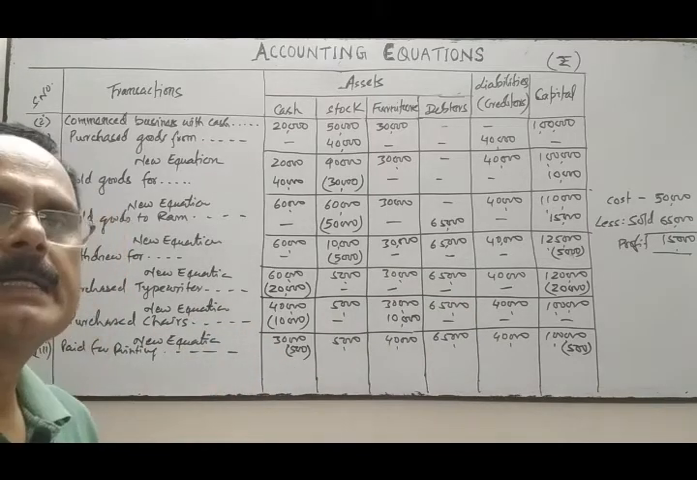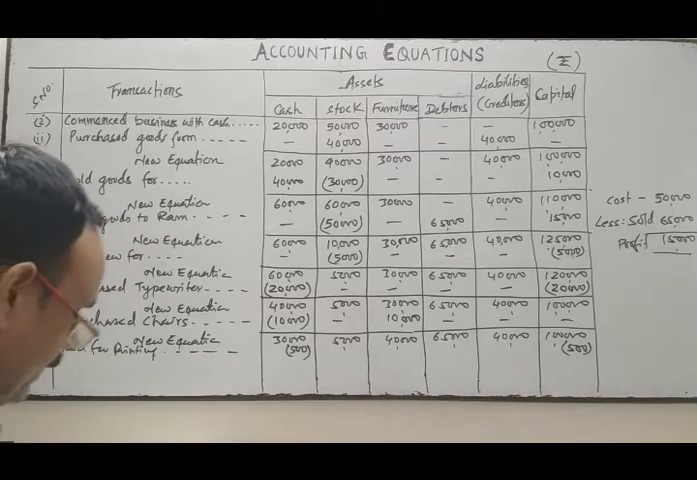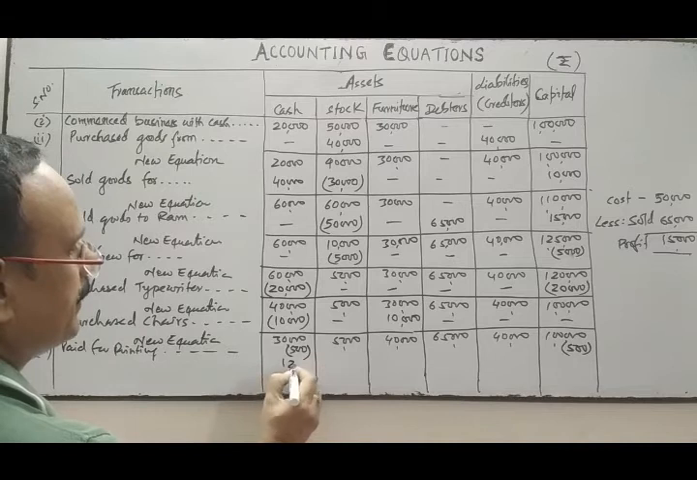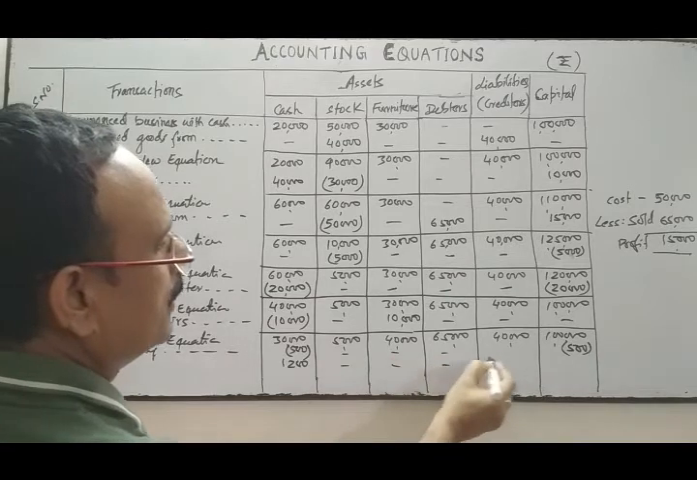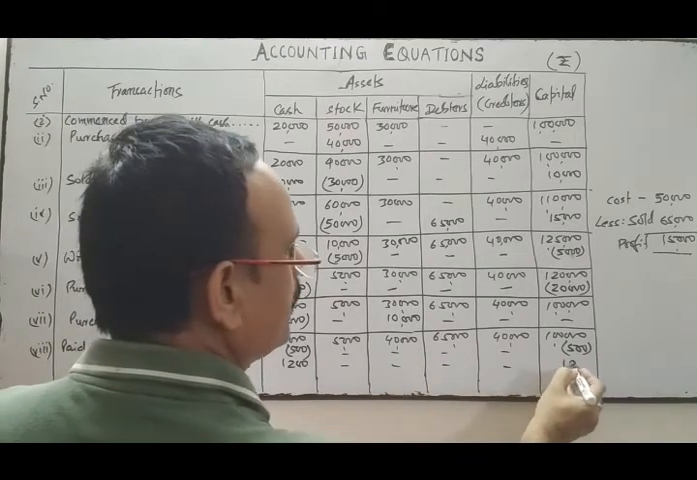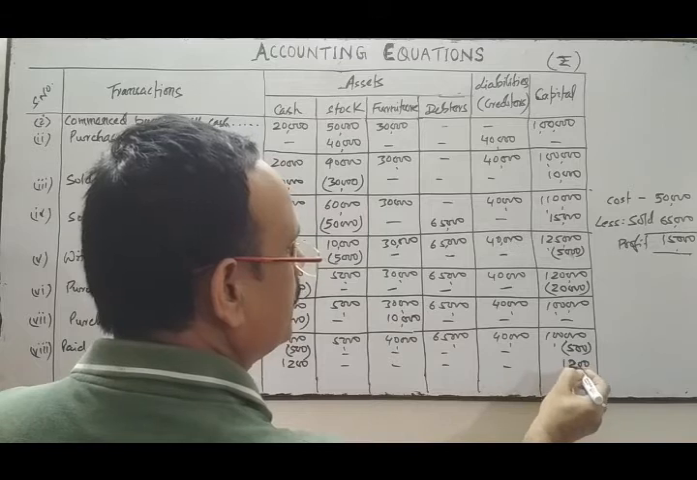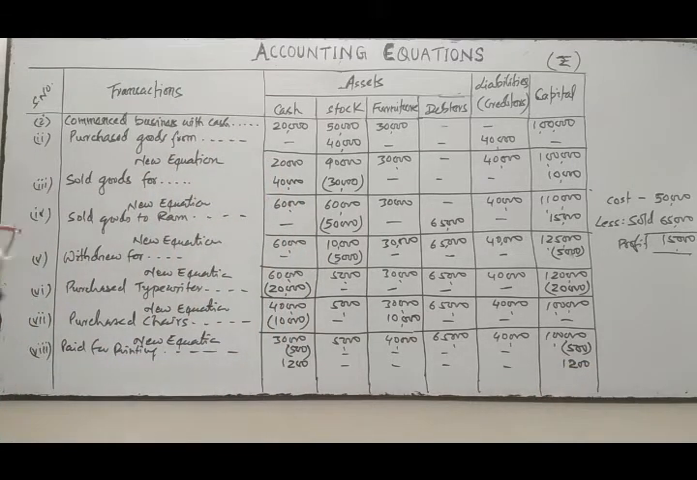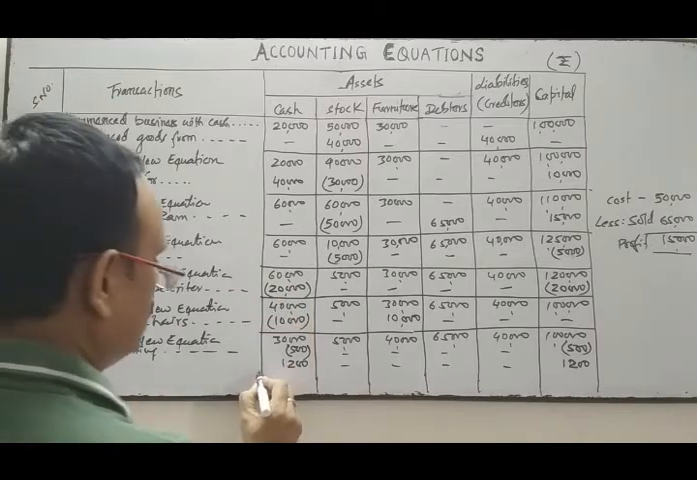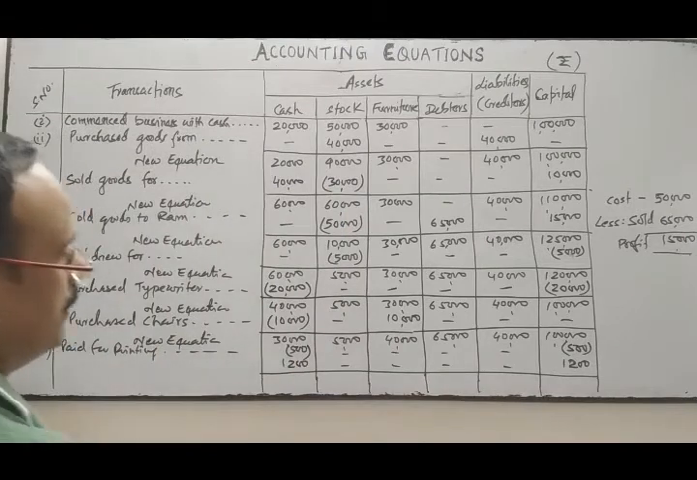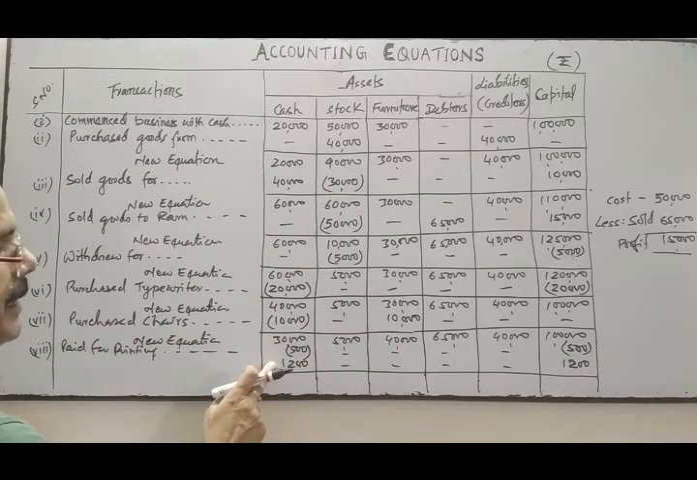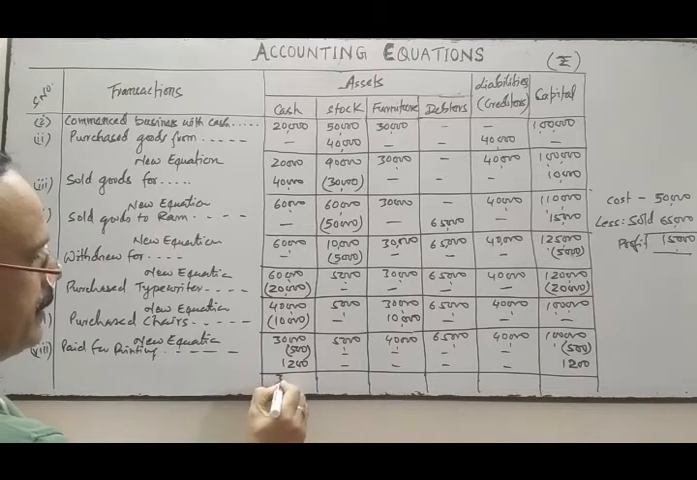In the same line, received commission. When the commission is received, your cash will increase by 1200 and your capital will increase by 1200, because commission received is your income, and this income increases your profit, and profit is finally transferred to the proprietor's account, meaning the capital account. So the new equation is 500 minus and 1200 plus, so 700 will be added: 30,700.